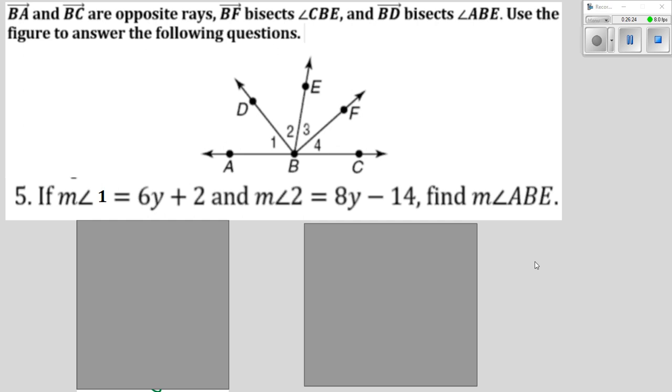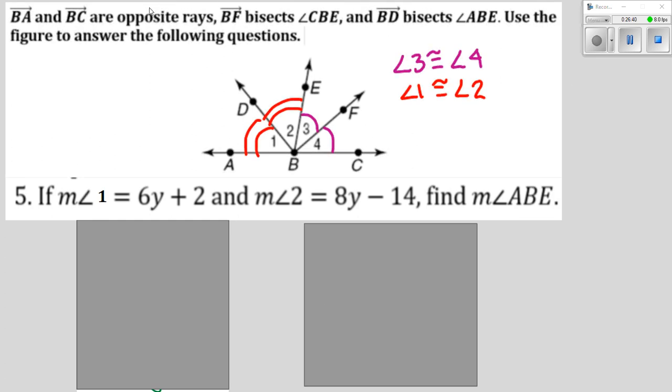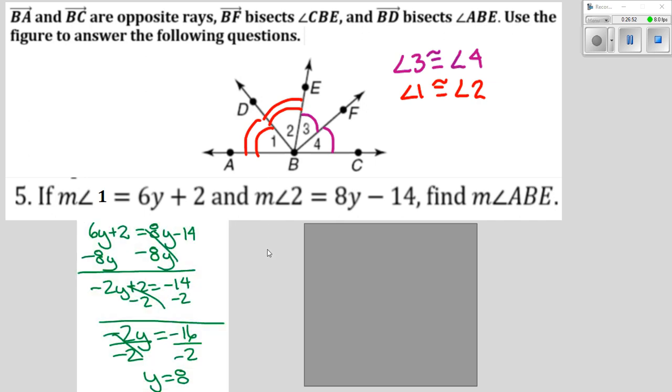So we have the same diagram, but now they give angle 1 and angle 2. Angle 1 is 6y plus 2, and angle 2 is 8y minus 14. They want us to find angle ABE. Using the information they gave us, it's the same as the other example. We know 3 and 4 are congruent, and 1 and 2 are congruent. Since we're looking at 1 and 2, they're both congruent, we set them equal to each other.